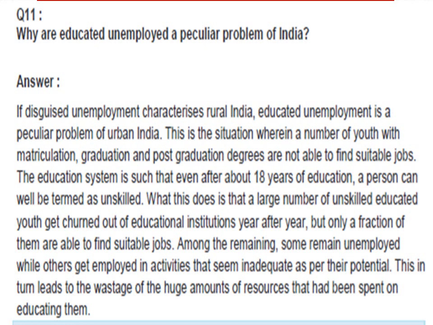The education system is such that even after about 18 years of education, a person will be termed as unskilled. What this does is that a large number of unskilled educated youth get churned out of educational institutions year after year. But only a fraction of them are able to find suitable jobs. Among the remaining, some remain unemployed while others get employed in activities that seem inadequate as per their potential. This in turn leads to the wastage of the huge amounts of resources that had been spent on educating them.